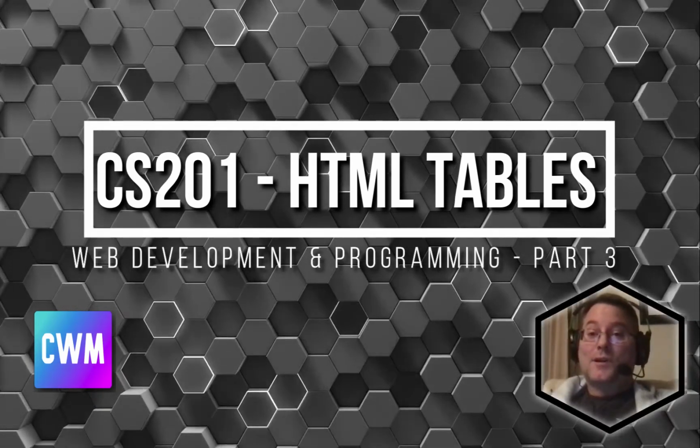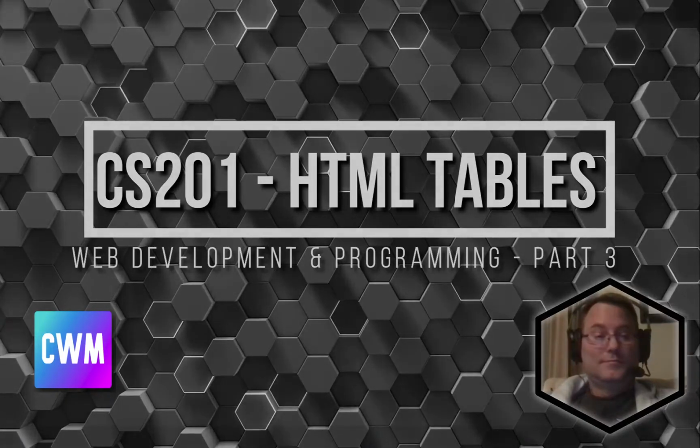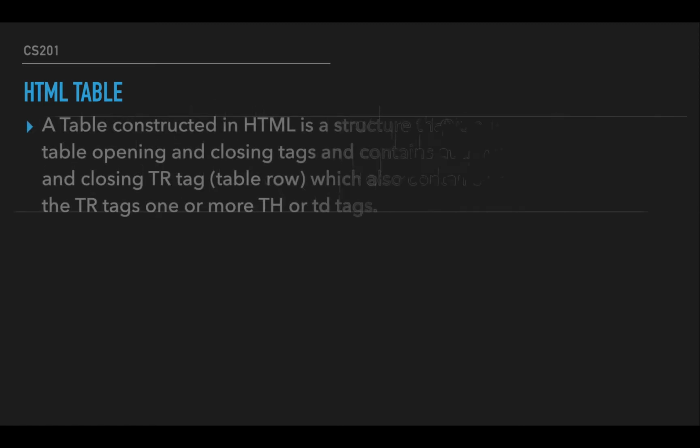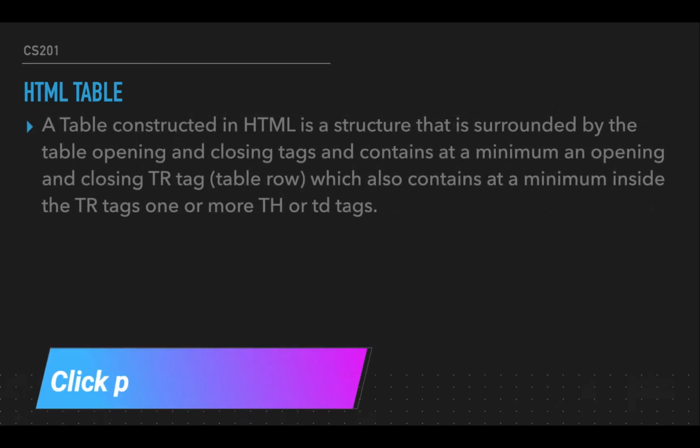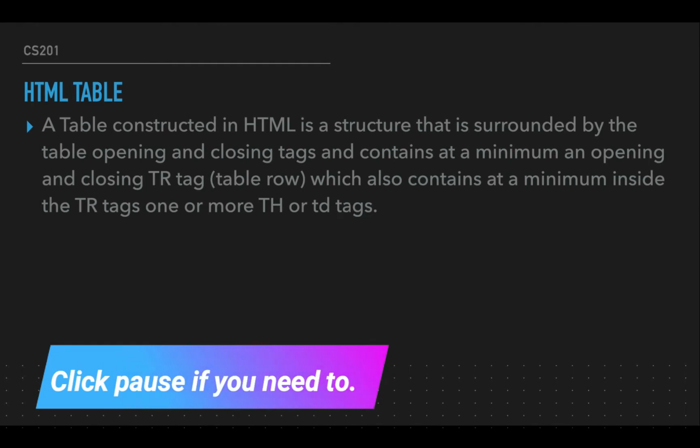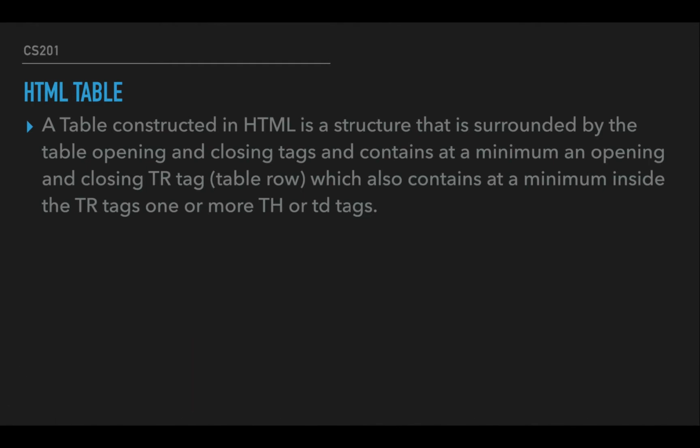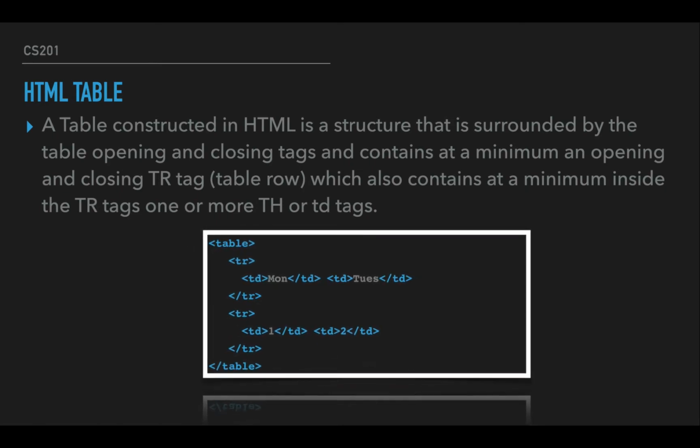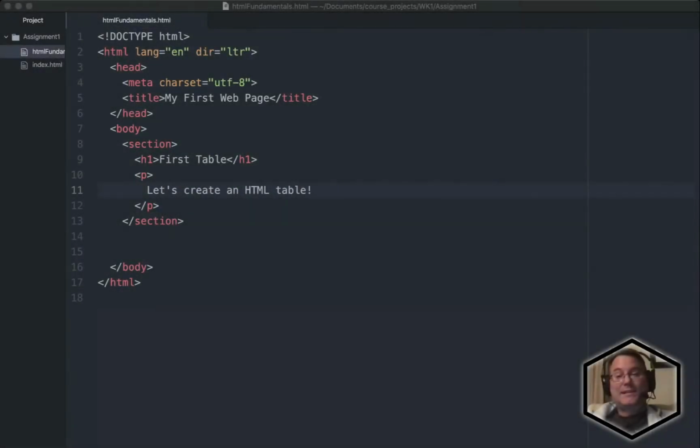Okay, let's talk about tables for a moment. A table constructed in HTML is a structure that is surrounded by table opening and closing tags and contains, at a minimum, an opening and closing TR tag. This is a table row, which also contains, at a minimum inside the TR tag, one or more TH or TD tags. Pretty simple, right? Okay, so let's create one.